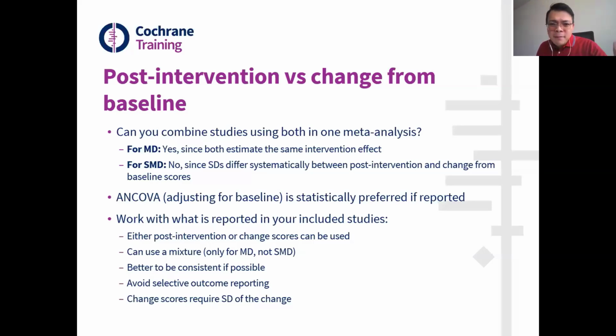Sometimes you would be tempted to calculate change scores from the studies, like if they report baseline and follow-up for both groups. But just a note that the calculation of this requires the standard deviation of the change, which is different from the standard deviation in groups. This standard deviation of change requires the correlation of outcomes across time points, and that is often not reported in the studies.